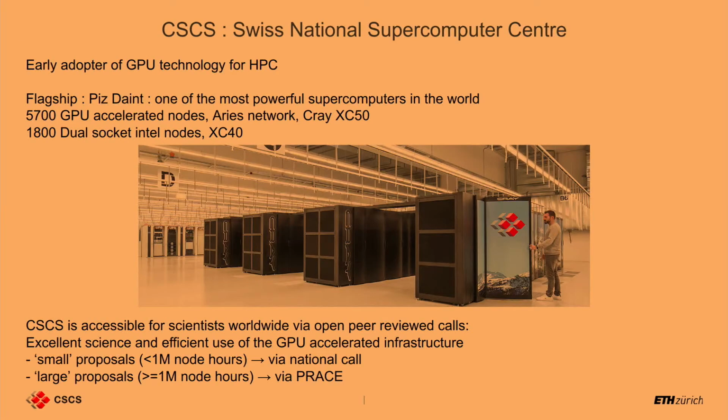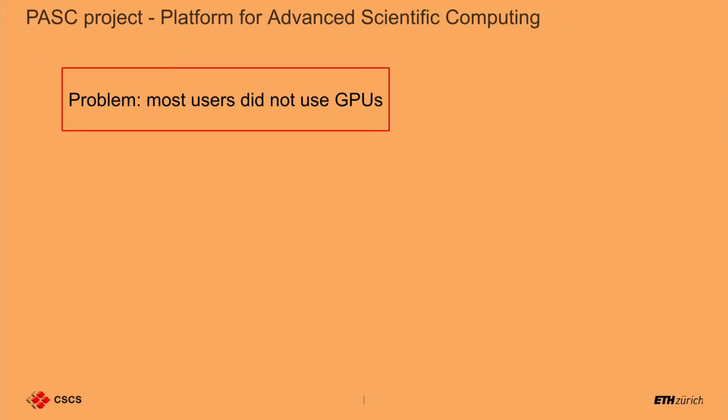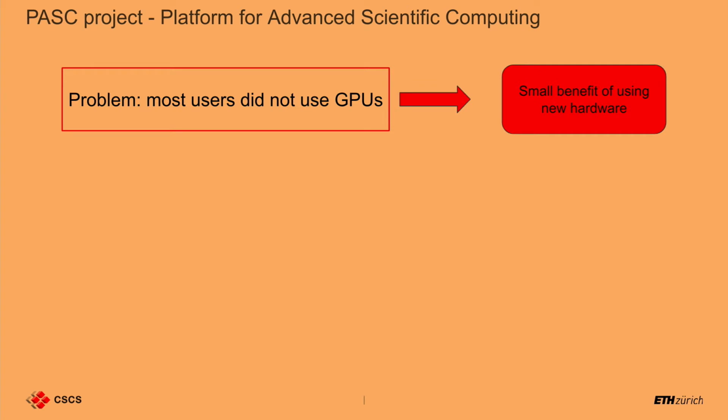So, first of all, CSCS is the Swiss National Supercomputing Center. We were one of the first adopters of GPU technology in HPC, and already since 2015 we adopted GPUs with PETSc. Every scientist worldwide could access this machine, simply asking for resources, and a scientific committee would accept. But there was one problem when we established the PETSc, that most of the users at that time, but still now, didn't use GPUs. So there is a small benefit of using new hardware if you are not using this hardware.